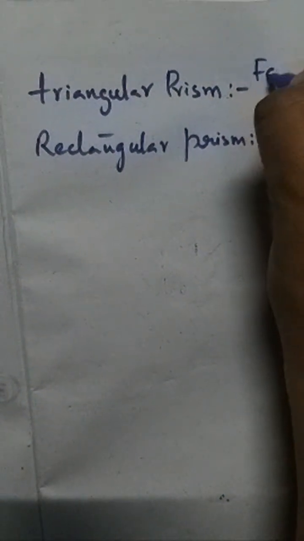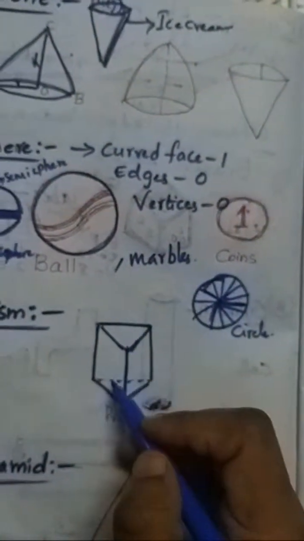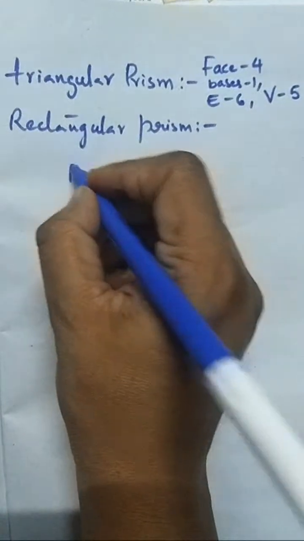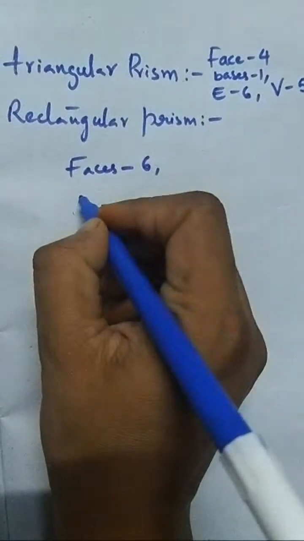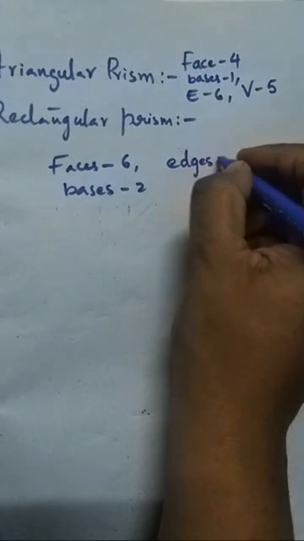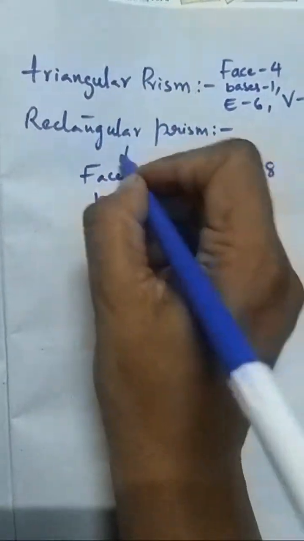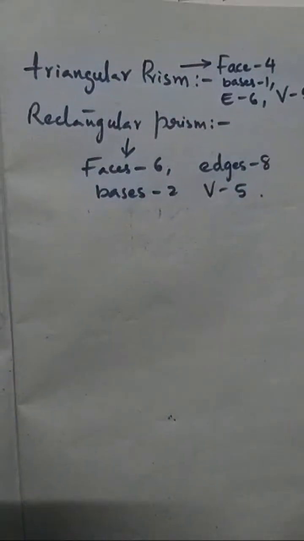For this we have triangle faces, we have 4 faces, and for the triangular prism, we have bases is 1 only, edges we get 6, and vertices we get 5. For a rectangular prism, we get faces 6 and bases is 2, edges we get 8, and vertices are 5 for the rectangular prism. Okay, these are for the triangular prism.